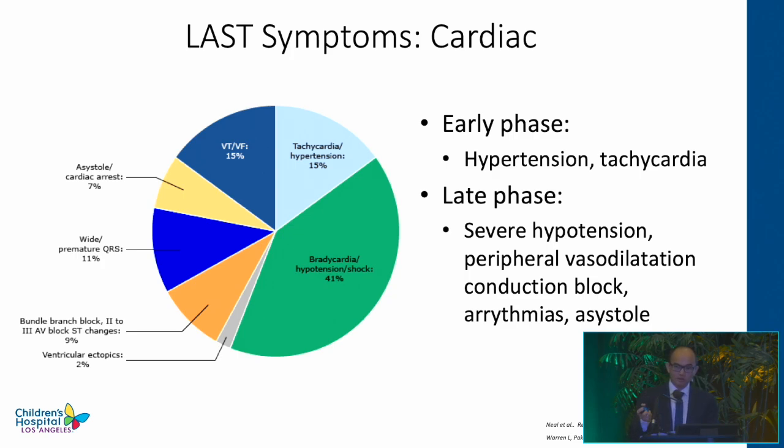These make more sense because they are due to the blockade of sodium channels and calcium channels. Conduction blocks are due to the suppression of the spontaneous cardiac pacemaker activities. On the left-hand side, you see the pie chart of the same 67 patients from 2010 to 2014, and you see that about 41% had bradycardia, hypotension, and shock, 15% with tachycardia, 15% with VTach or VFib, and 7% with asystole or cardiac arrest.